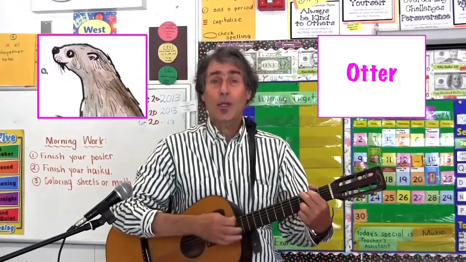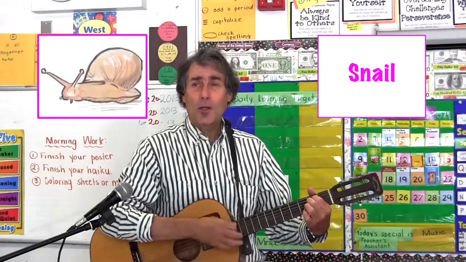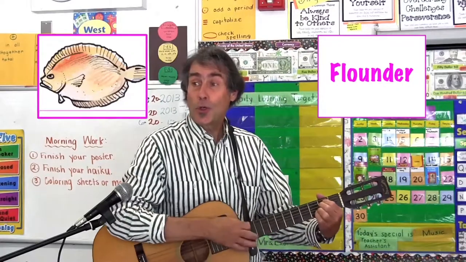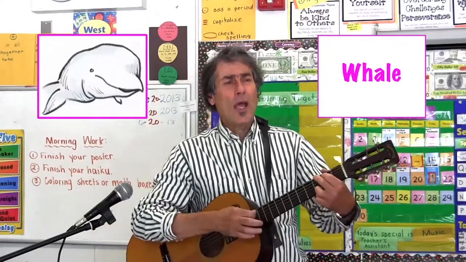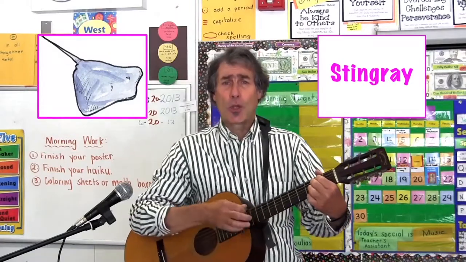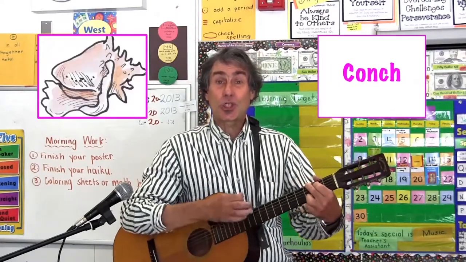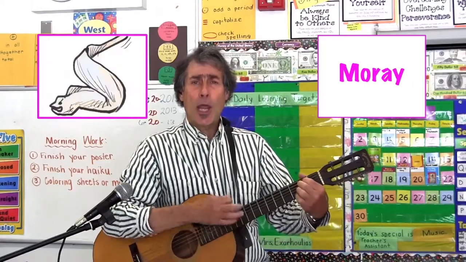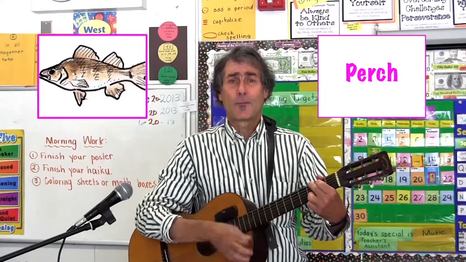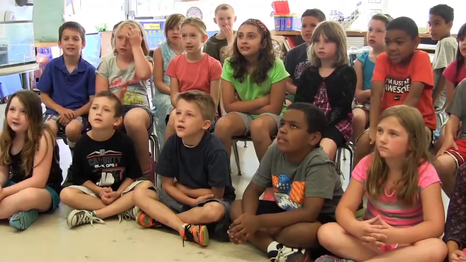I know one called an otter. I know one called a snail. I know one called a flounder. One called a whale. I know one called a stingray. One called a conch. One called a moray. One called a perch. I know sea creatures. Yes, I do. Do you want to learn more? Yes, I do.